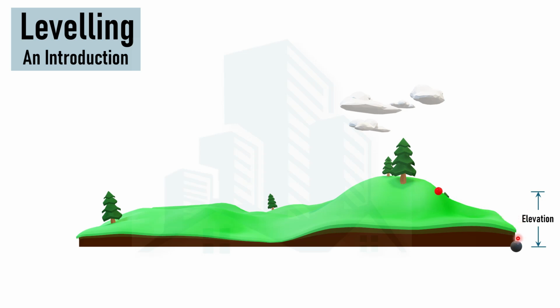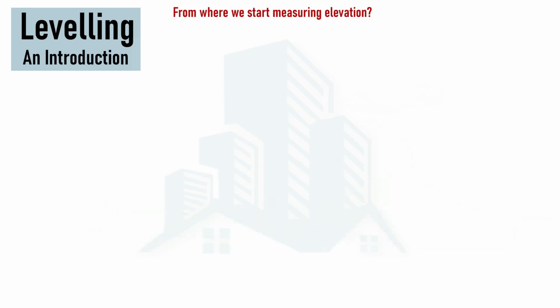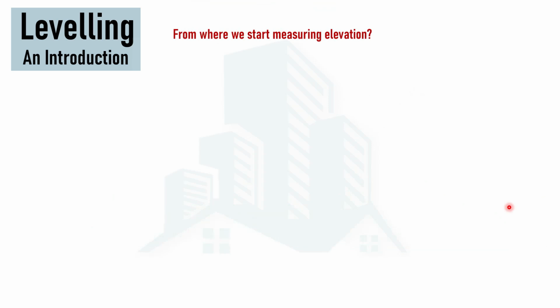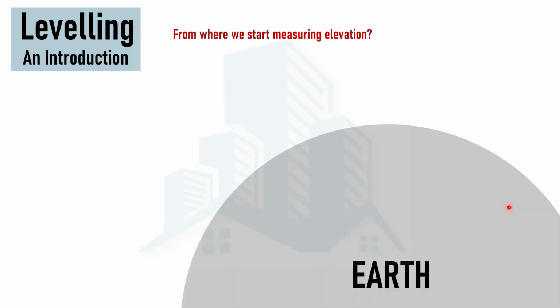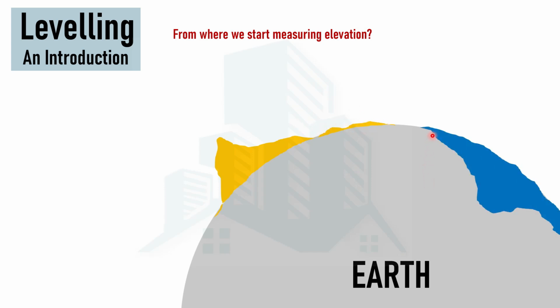Now in this piece of land, I have considered this point as the origin, but while doing leveling, from where do we have to start measuring the elevation? For that, let's first consider the earth. On earth, we will have some mountains or maybe relatively flat surfaces. There could be depressions in the sea like this one. The highest point on the earth is Mount Everest, and the lowest point is the Challenger Deep.